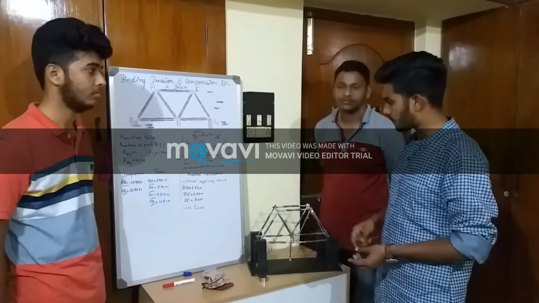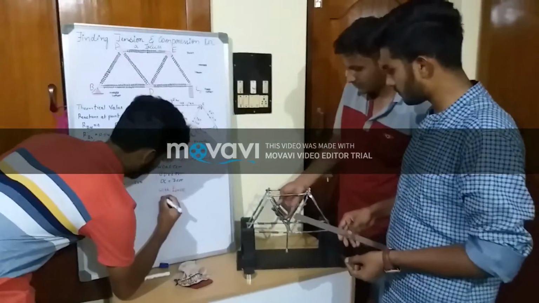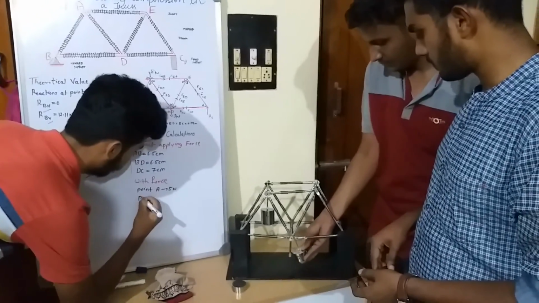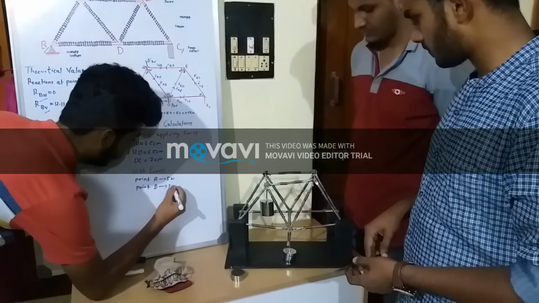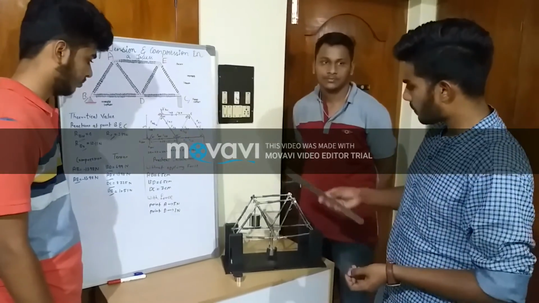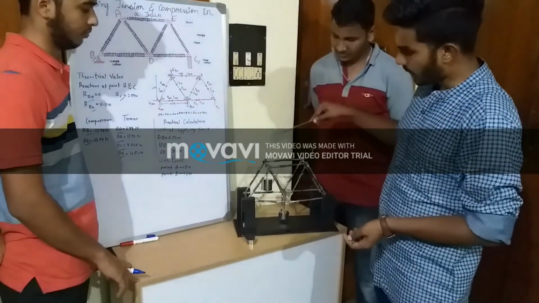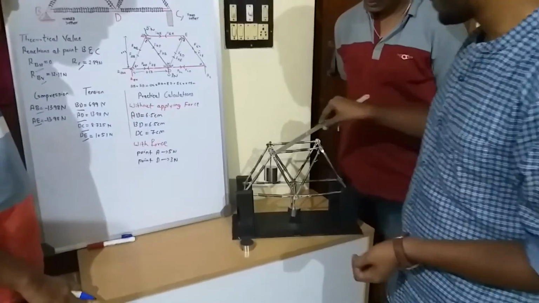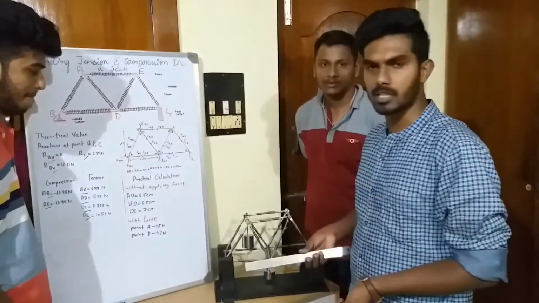Now we will apply force at points A and D. At point A we will add 5 Newton, and at point D we will keep 3 Newton. After applying force, we can clearly see there is some deformation in the structure. Now I will calculate the length of each string in the member and determine which is under tension and which is under compression.